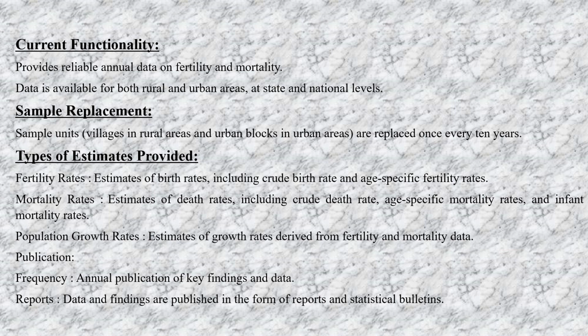Types of estimates provided. Fertility rates. Estimates of birth rates, including crude birth rate and age-specific fertility rates. Mortality rates. Estimates of death rates, including crude death rate, age-specific mortality rates, and infant mortality rates. Population growth rates. Estimates of growth rates derived from fertility and mortality data. Publication. Frequency. Annual publication of key findings and data. Reports. Data and findings are published in the form of reports and statistical bulletins.